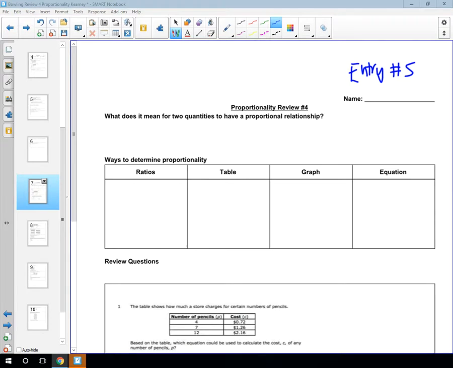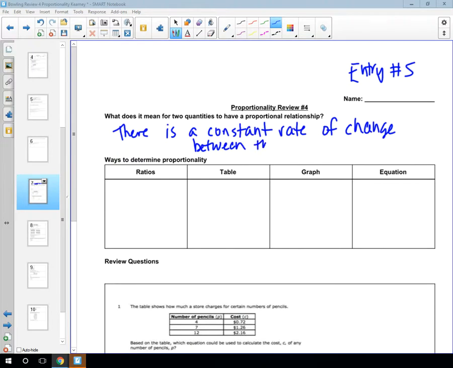In order for two quantities to have a proportional relationship, there is a constant rate of change between the two quantities. So for things to be proportional, that means you've got to be doing the same thing throughout. There's a constant rate of change.